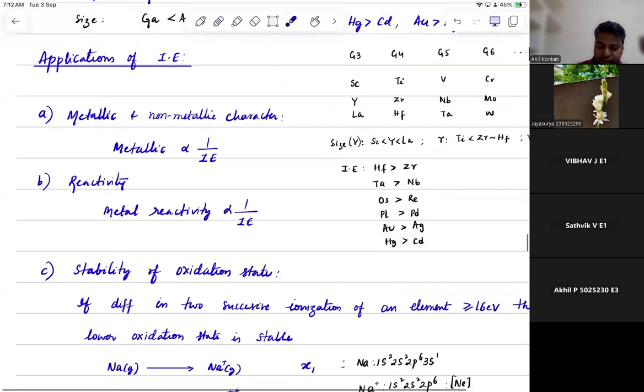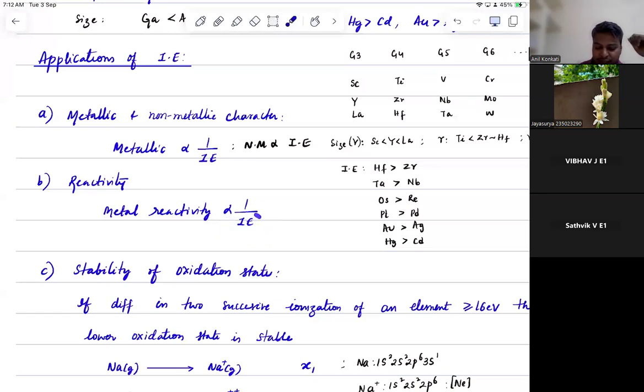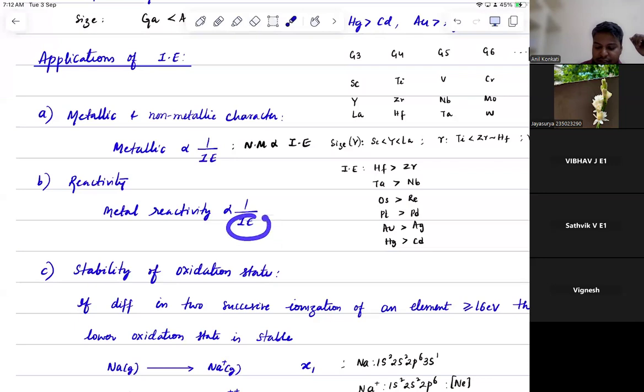Now, for ionization, metallic character is inversely proportional to ionization energy. That means the more the ionization energy, the less the metallic character. Metallic character will always increase where ionization decreases, and if you have more non-metallic character, it means you have more ionization. So that is directly proportional. Reactivity wise, if you have high metal reactivity, it means you have less ionization energy.